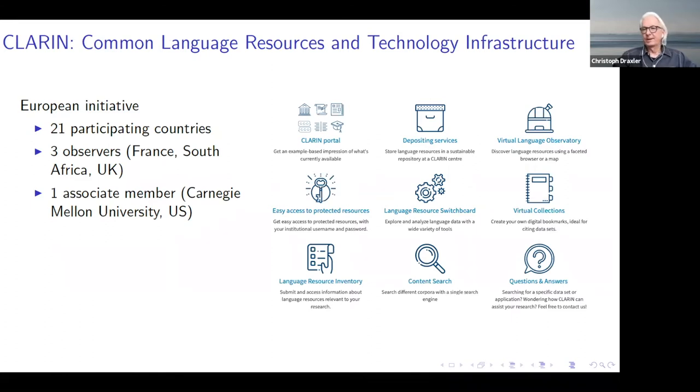So what is Clarin? Clarin is a network within Europe. We have 21 participating countries. We have three observer countries, France, South Africa, and the UK. And we have one associate member, the Carnegie Mellon University in the US.